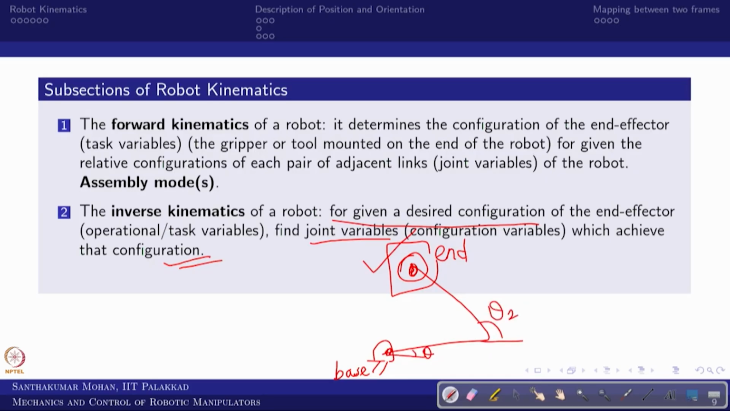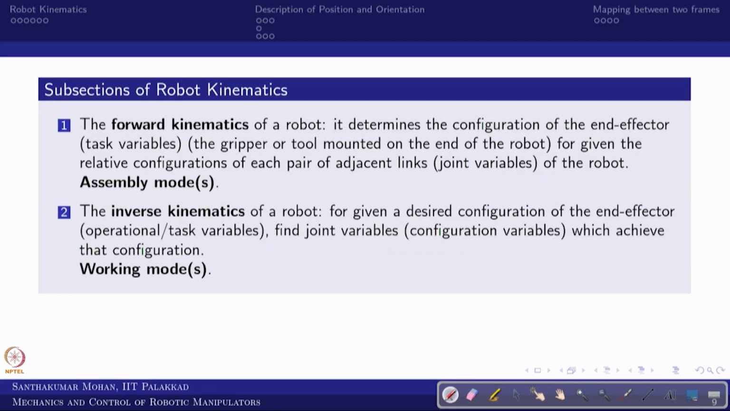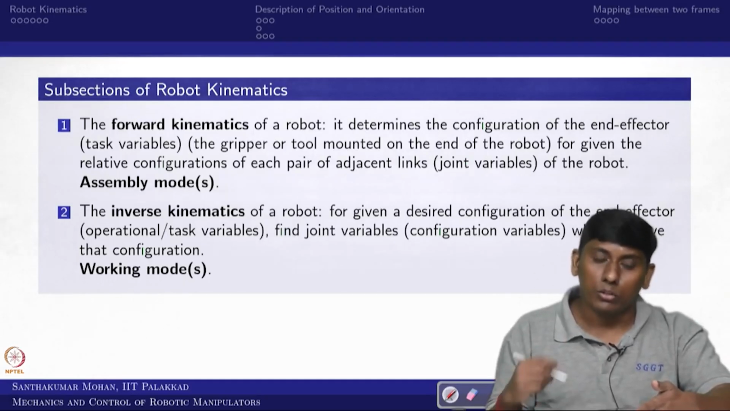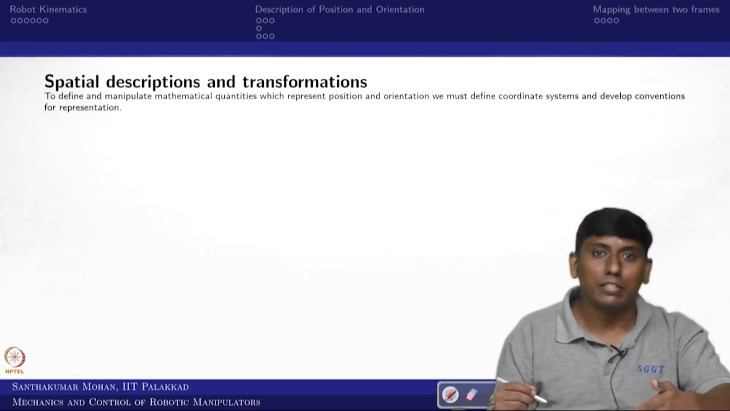This is very close to that working nature, so some people call this working modes. Okay. So these are the two different classifications of robot kinematics. I will take one additional slide and end this lecture. In the next lecture we will talk more about the configurations and all. But let us take one simple slide.